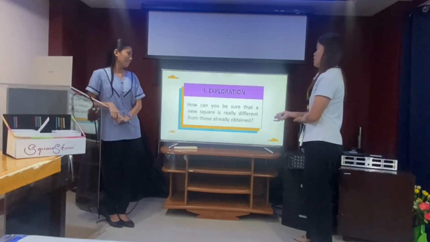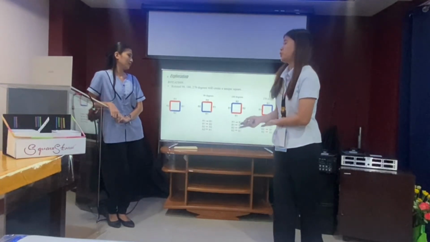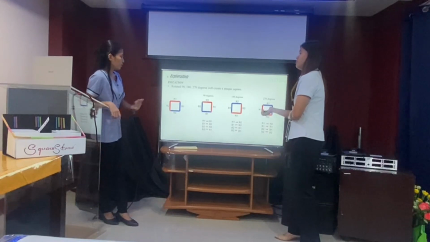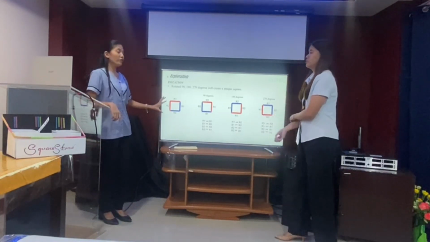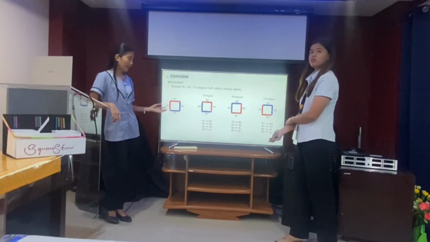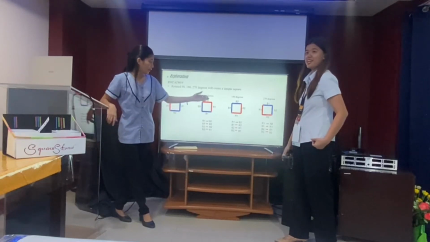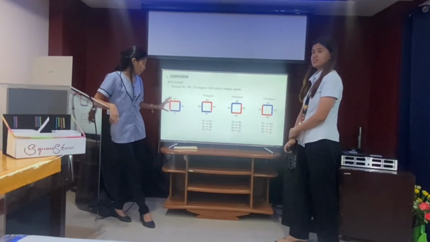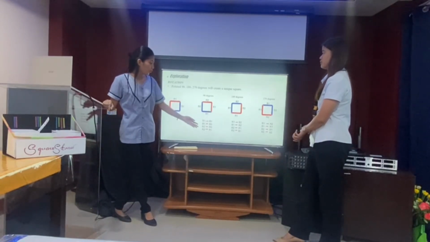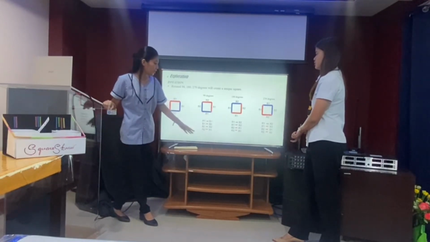Next is, how can we be sure that squares are unique or different from each other? So first, for example, this is the original square. We have red, blue, blue, and red. If you rotate it 90 degrees, it will become red, red, blue, blue. So red 1 moved to blue 1, and blue 1 moved to blue 2, and B2 to R2, and R2 to R1.